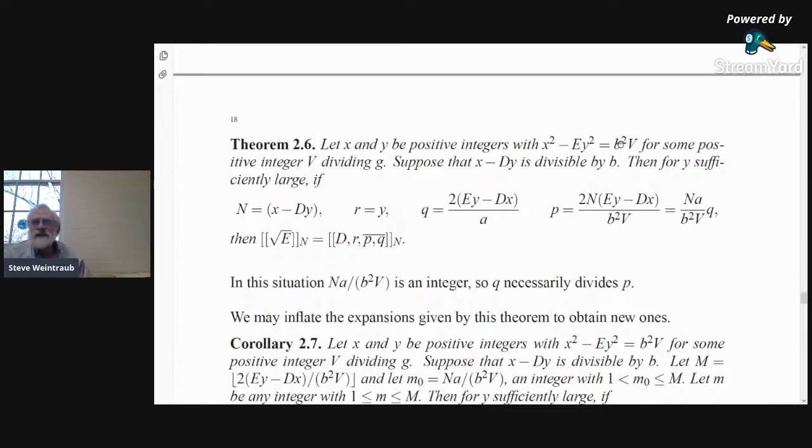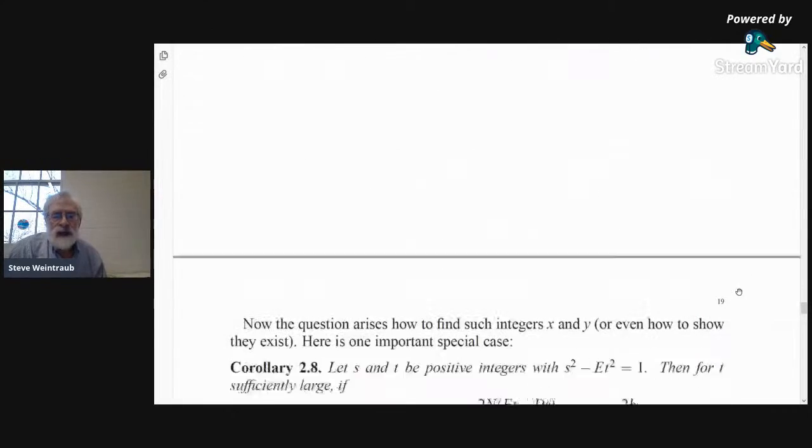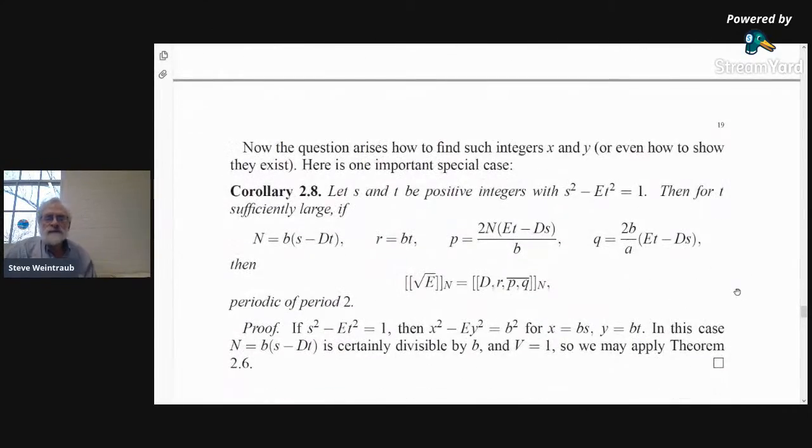So how am I going to get this to work? Well, I still have these conditions. I have to have x minus d times y divisible by b, and I have to have capital V dividing g. How am I going to get this to work? Well, the answer is I'm going to start by using Pell's equation. So here's my next construction method.